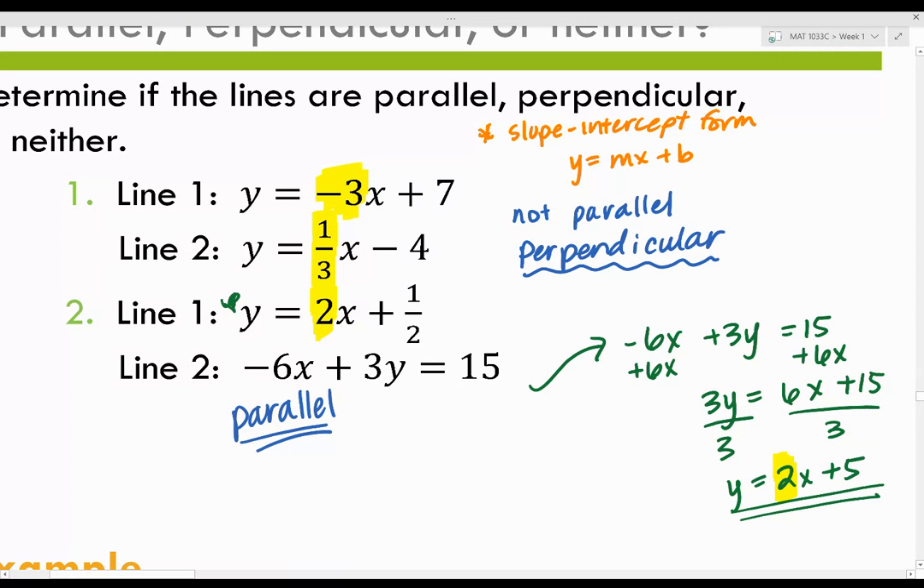So the important thing when you're trying to classify is to always make sure that your equations are in slope-intercept form first. And then if your slopes are the same, you have parallel lines. And if your slopes are opposite and reciprocal, then you have perpendicular lines. Cool?